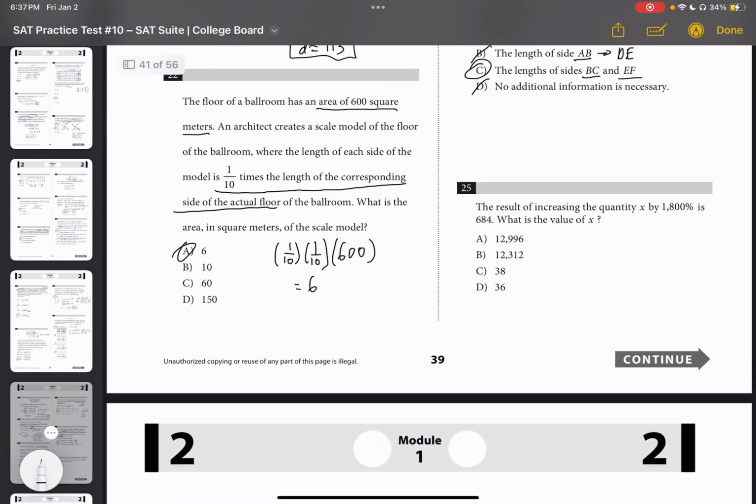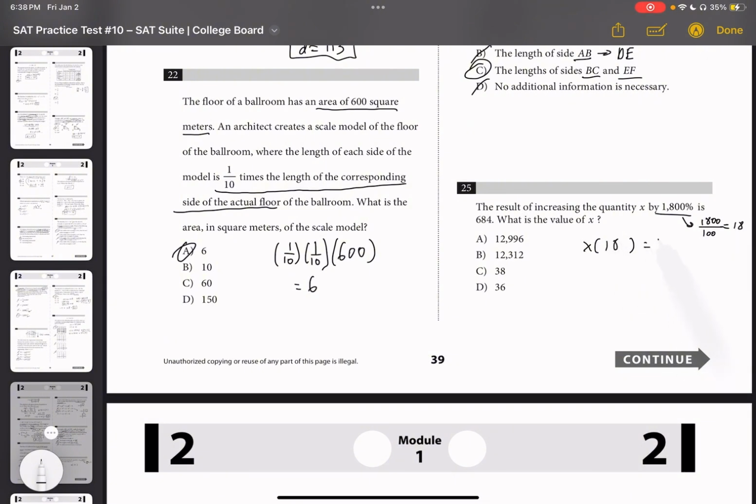Okay, question 25. The result of increasing the quantity of x by 1,800% is 684. What is the value of x? Okay, so this is really just an equation: x times the value of 1,800% as a number. Well, we know we need to divide our percents by 100 to get its value. We can plug into a linear equation. So this is going to give us a value of 18.